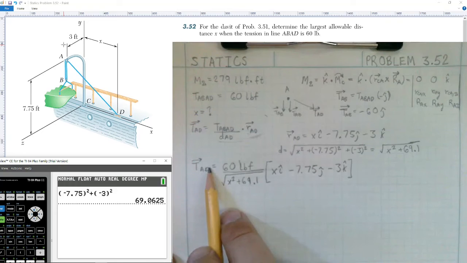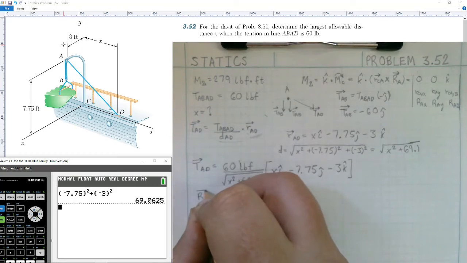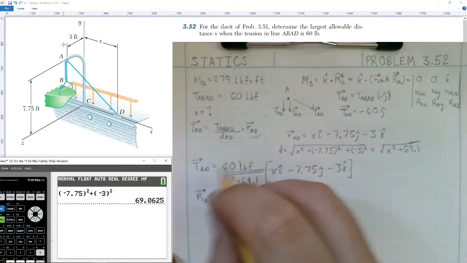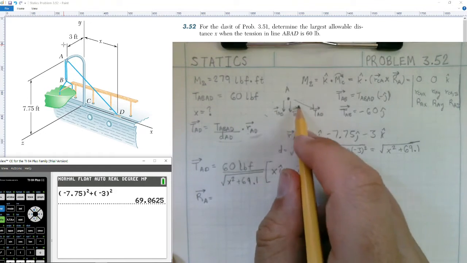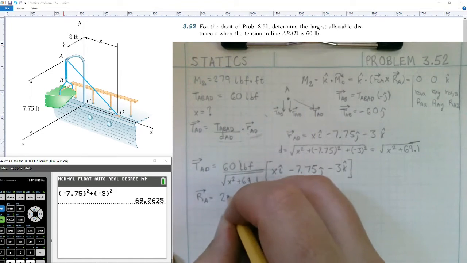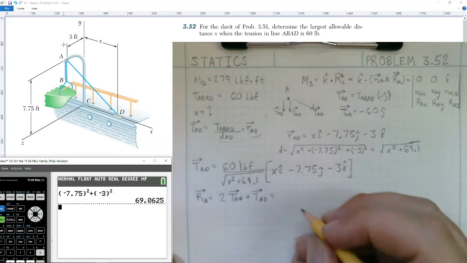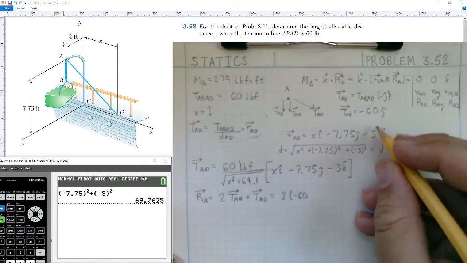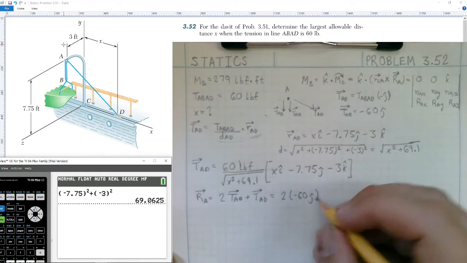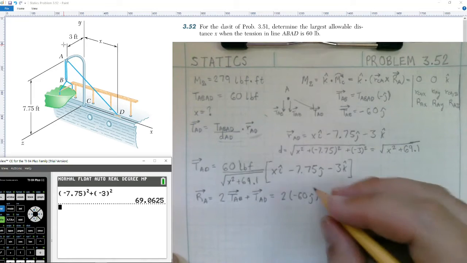Now we're going back up here. We have our tension AD. We have our tension AB. We can find the resultant. Recall the resultant at point A is equal to, we have two tension forces going down, tension AB pulling down with the davit, and one tension force A to D. So we'd have two times tension from A to B, plus one tension value for the vector going from A to D. So we substitute this in, we'd have 2 times negative 60 j hat plus our tension value here for A to D.